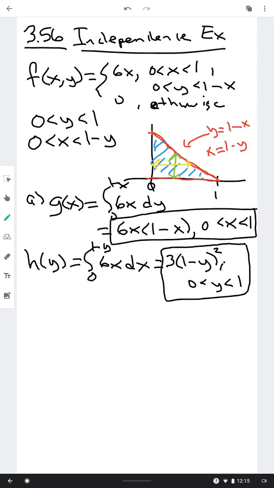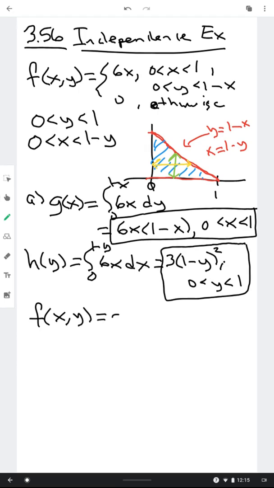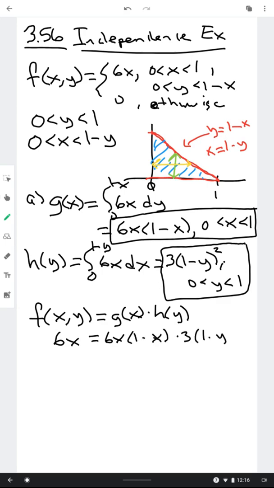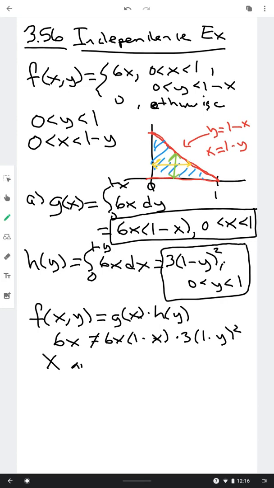And now the question is, does f of xy equal g of x times h of y? And the answer to that is an obvious no. We could say 6x definitely does not equal 6x times 1 minus x times 3 times 1 minus y squared. And even their domains are different. These are not the same at all. So we can say X and Y are not independent.